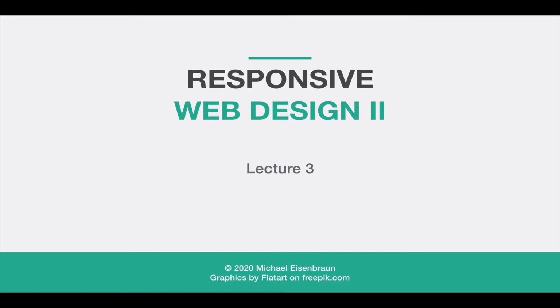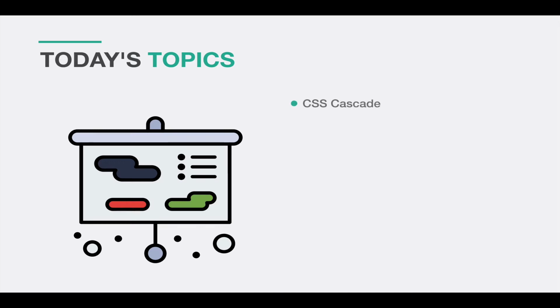This is lecture 3. Today we're going to be covering cascade, inheritance, and specificity. This is going to be more of a theory class, less of a hands-on class, but these are very important topics related to CSS. We'll have a participation exercise, Bad Piggies, which you'll get an opportunity to work on in class.